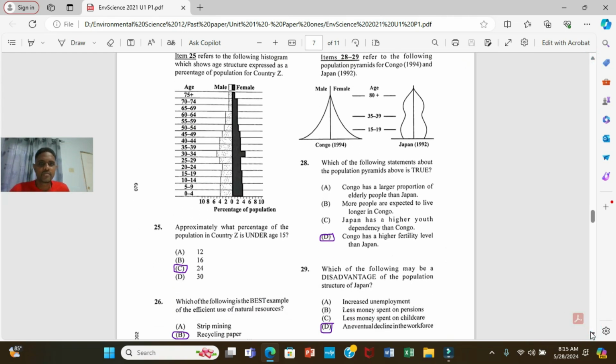Questions 28 to 29 refer to the following population pyramids for Congo 1994 and Japan 1992. Which of the following statements about the population pyramid above is true? And the answer is B, Congo has higher fertility levels than Japan. 29. Which of the following may be a disadvantage of the population structure of Japan? The answer is D, an eventual decline in the workforce.